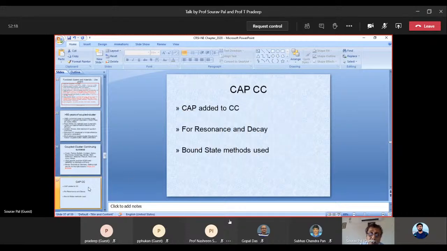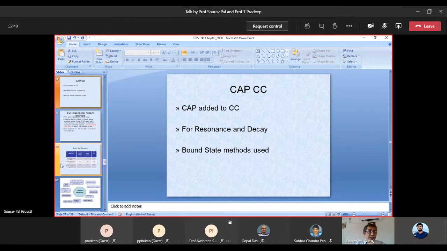And what I'm going to talk about here is an example where I told you that I can use a complex absorbing potential with coupled cluster to study resonance and decay. Because of the addition of the complex absorbing potential, you can actually use any bound state method, like DFT, or you can use configuration interaction. Of course, we choose to use coupled cluster because coupled cluster is the most accurate among all the bound state methods. So we are calling this CAP, complex absorbing potential coupled cluster.